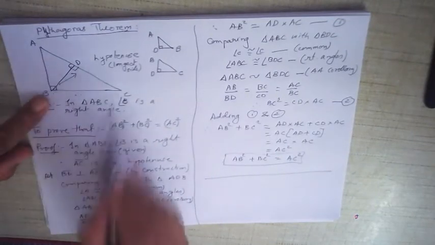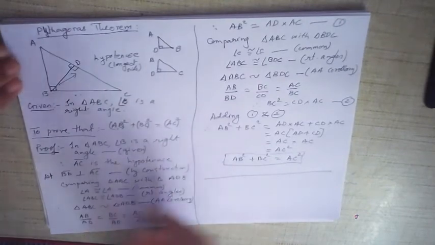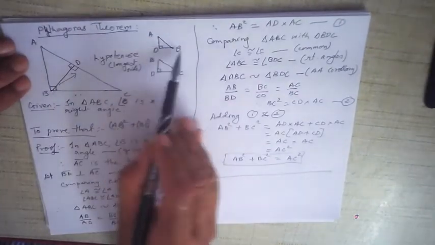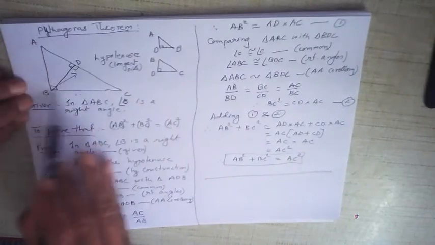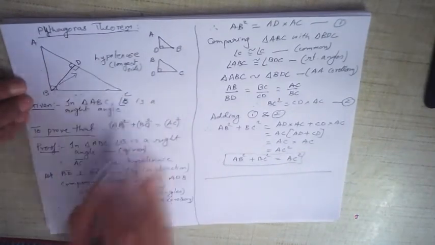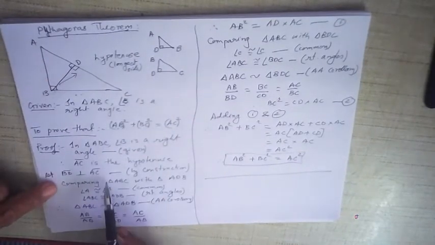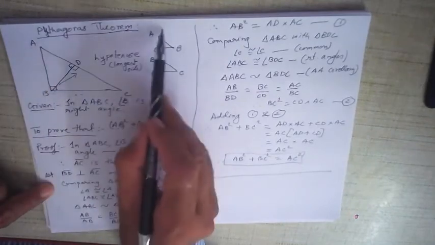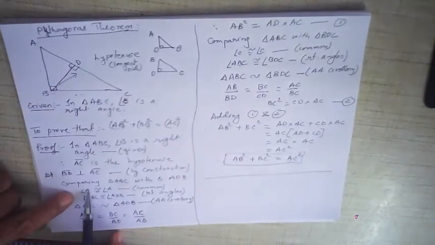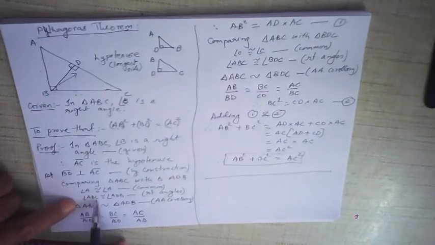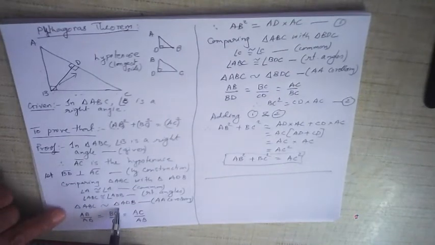Okay, D lies between A and C. Now compare the big triangle with the smaller triangle ADB, and then compare the big triangle with the small triangle BDC. In the first triangles ABC and ADB, angle A and angle A are common. Angle ABC and angle ADB are right angles. Triangles are similar by AA corollary.